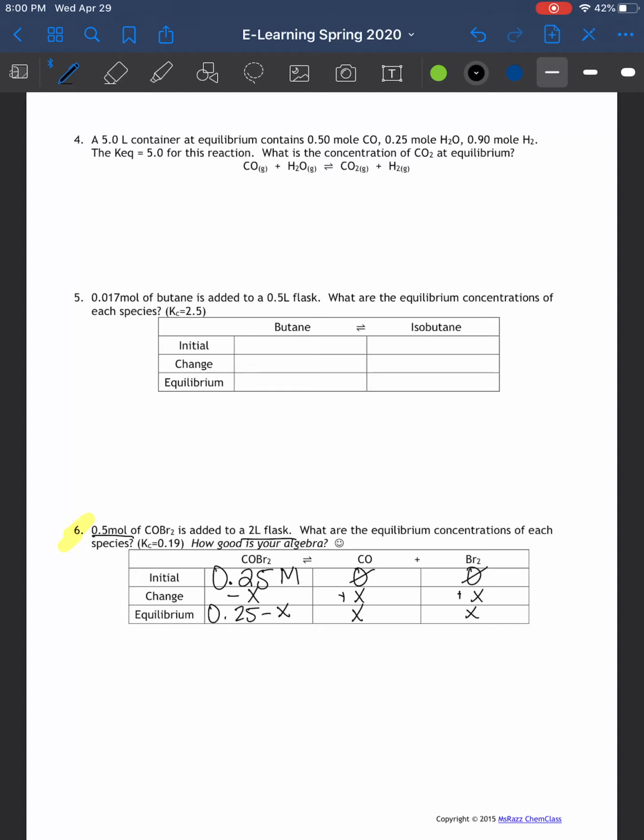Okay, so to get straight into doing the calculations, my first step is always to come up with our equilibrium expression. So I have Kc is equal to, again, products over reactants.